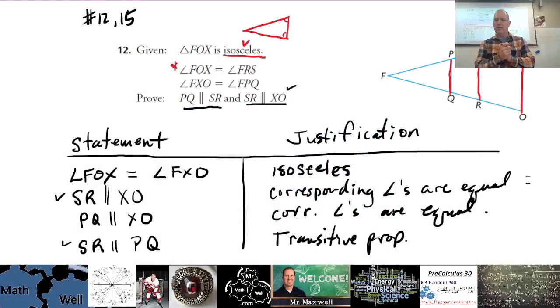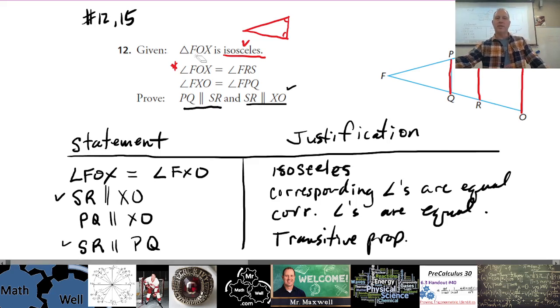All right, so this is section 2.2, number 12, two-column proofs. So let's talk about two-column proofs. This is, as I said before, a bare bones, minimum two-column proof: statement on the left side, justification on the right side. And what's given are these things.